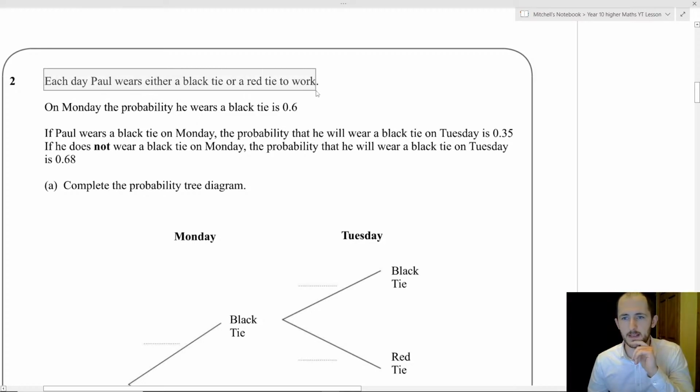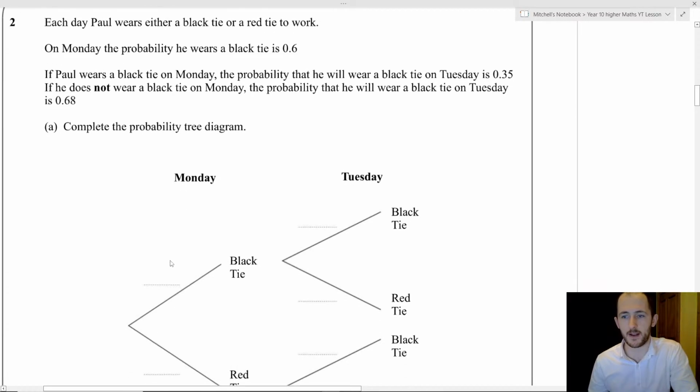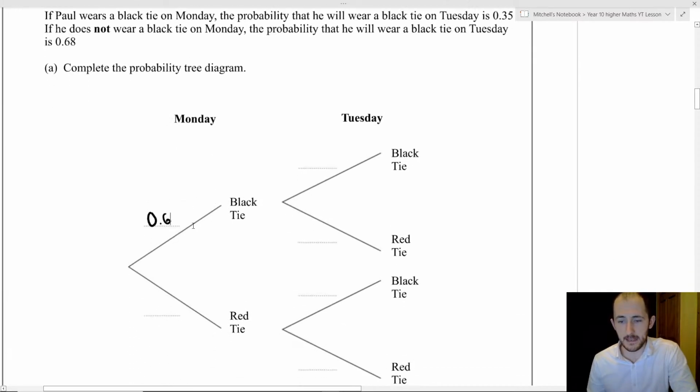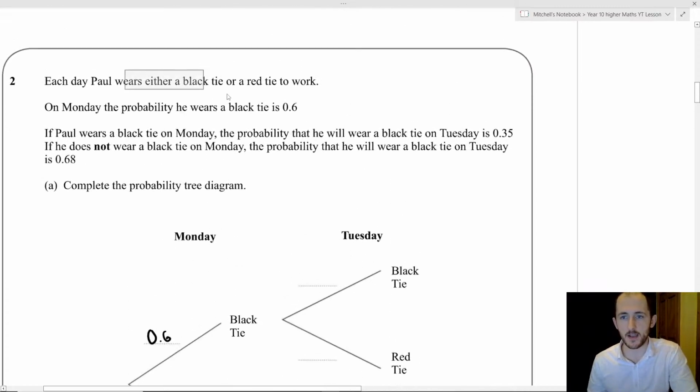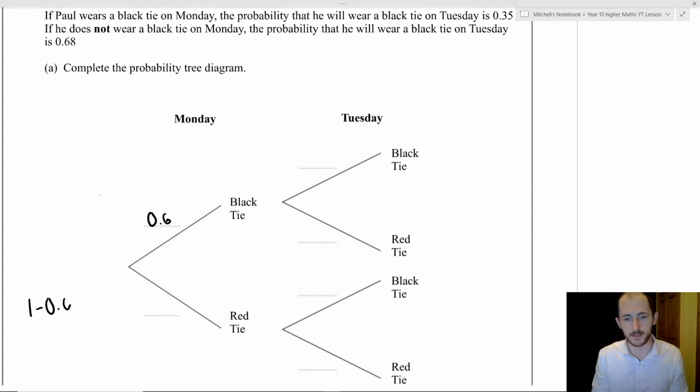So each day, Paul either wears a red or a black tie to work. On Monday, the probability he wears a black tie is 0.6. Okay, so I'm going to put that in right now. Probability on a Monday is 0.6. Okay. Now, if it says here, he either wears a black or a red tie, those are the 2 options. So if the probability of him wearing a black tie is 0.6, then the probability of him wearing a red tie is 1 minus 0.6. And the reason for that is our probabilities have to add up to 1.